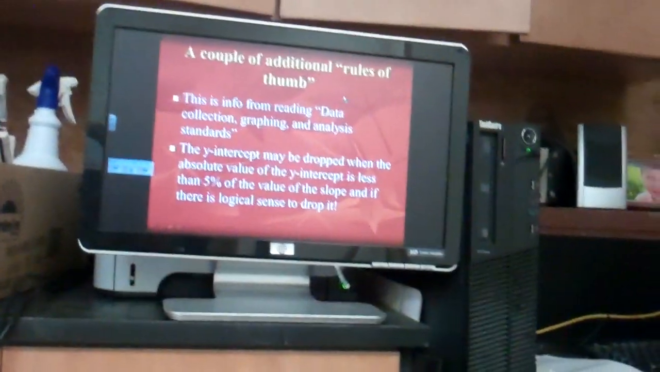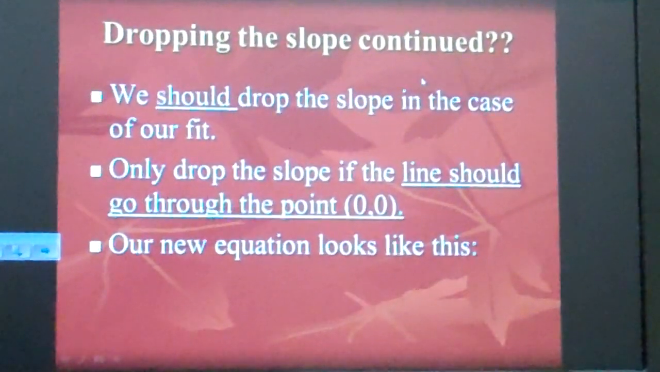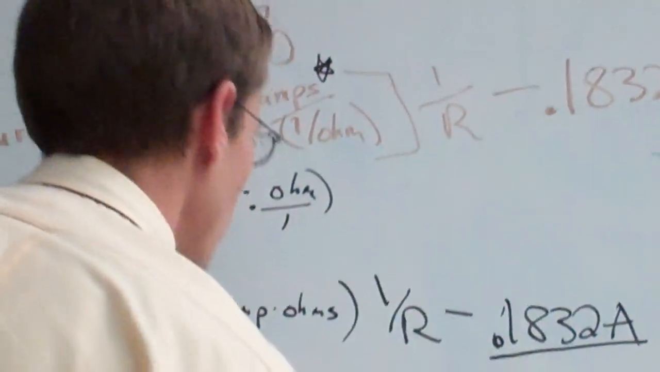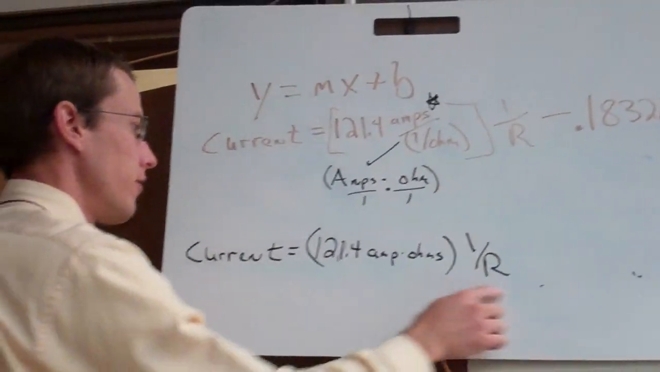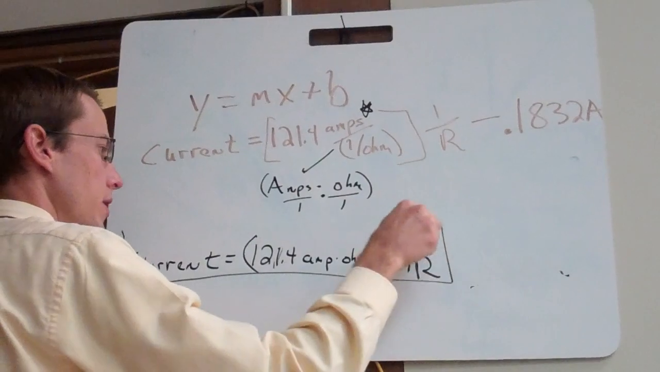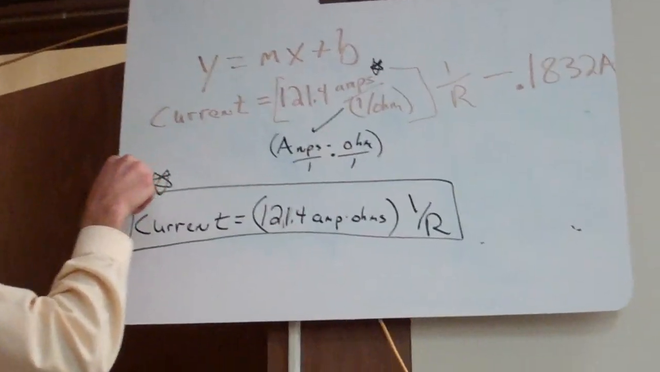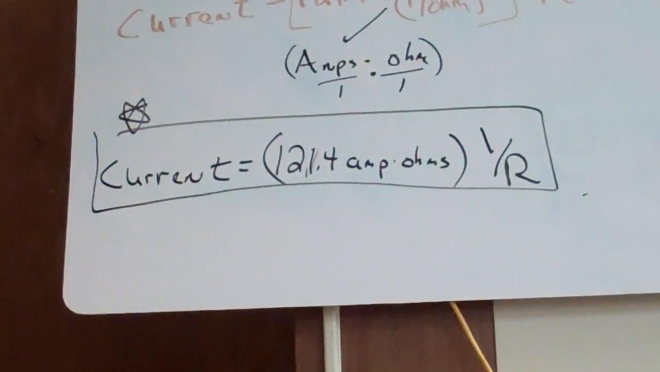Okay, so let's come back to the final equation. You can actually write this equation out without a y-intercept. And so I would actually write this. This would be your final equation here. You don't actually need the y-intercept at this point. So there you go. That's your final equation right there.